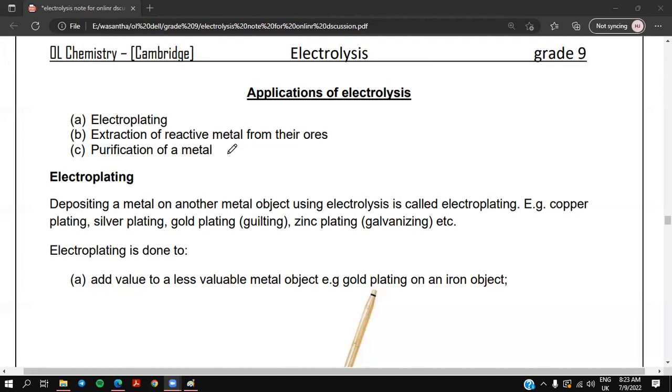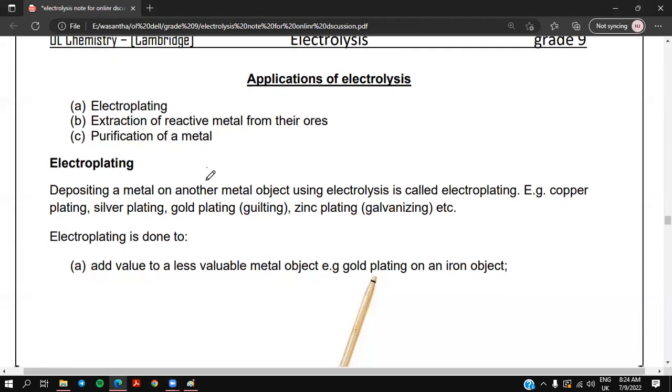Third, purification of a metal. I will focus on electroplating, and B and C will be discussed in separate lessons. So what is this electroplating? How is it going to be important? We do this using electrolysis. There's a bit of an introduction to electroplating.